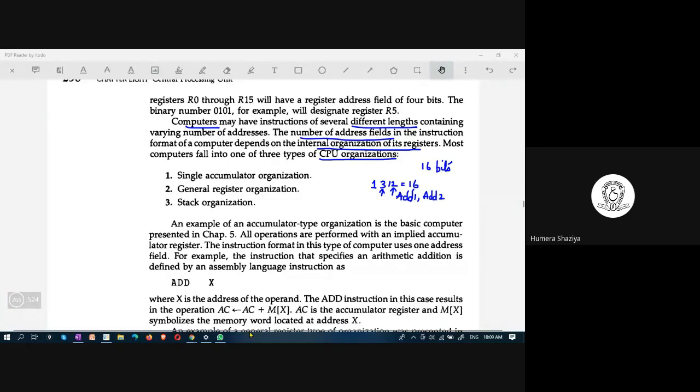How is a CPU organized? CPU can be organized as a single accumulator organization, wherein all the operations and computations are performed on the accumulator. You can have a general register organization where R1, R2 general registers can also be used for computations and operations. Finally, you can also have a stack organization where you perform computation based on push and pop operation. These are the three types of CPU organizations. Please remember, this is very important. This is CPU organization.